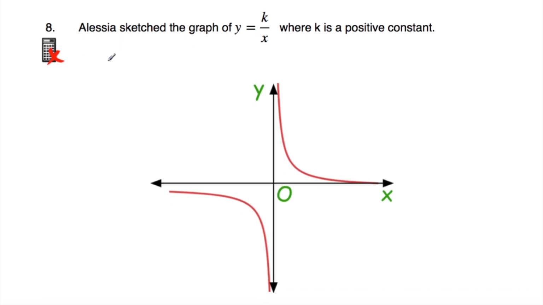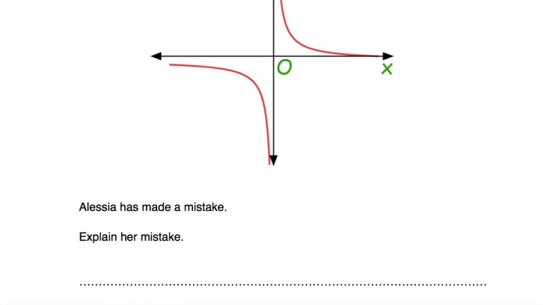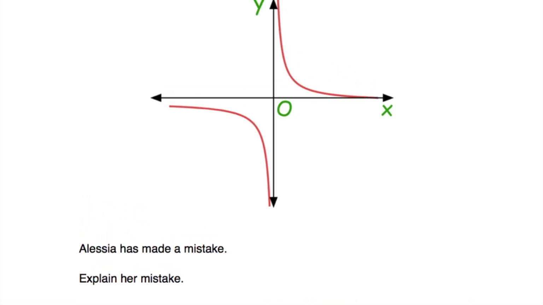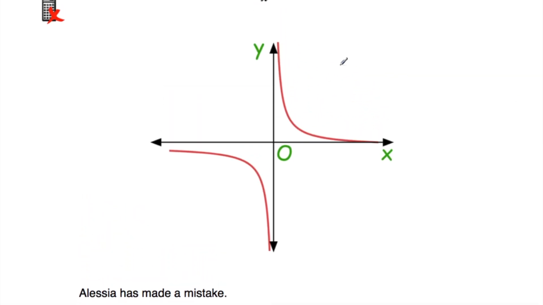Question number 8 says, Alyssa sketches the graph of y equals k over x, where k is a positive constant, so it could be 3 or 4 or 5 or something like that. And this is her sketch. The question says, Alyssa's made a mistake. Explain her mistake. Well, if we have a look at this graph, we've got the curves in the right sort of areas. They should be up here and down there.